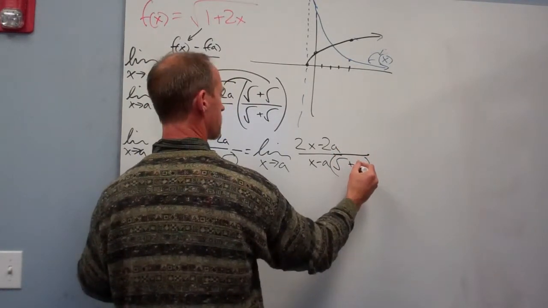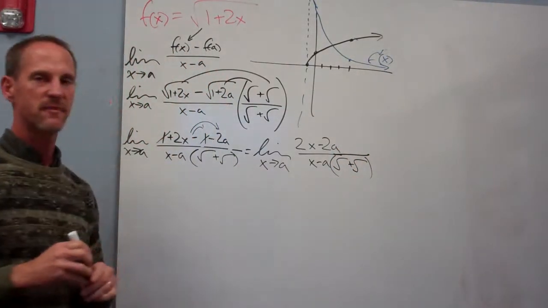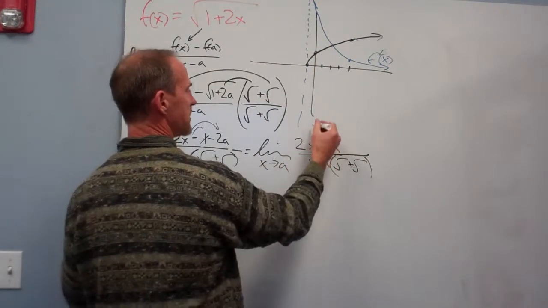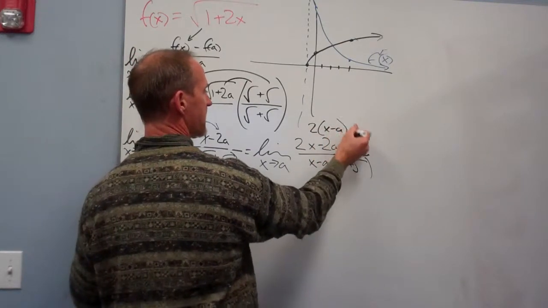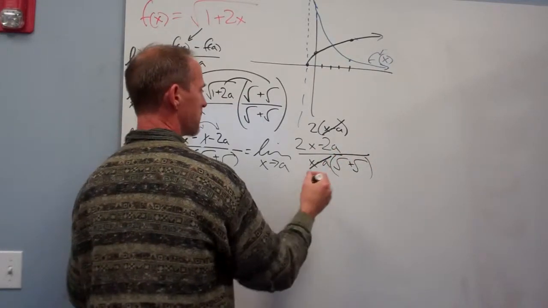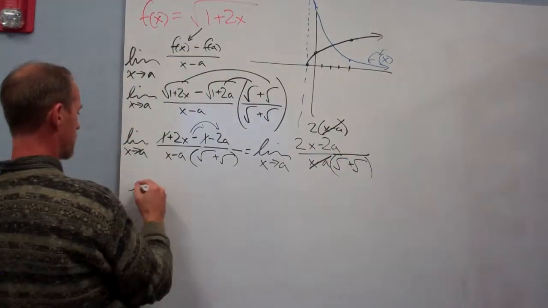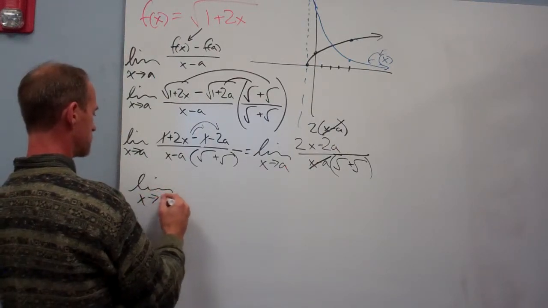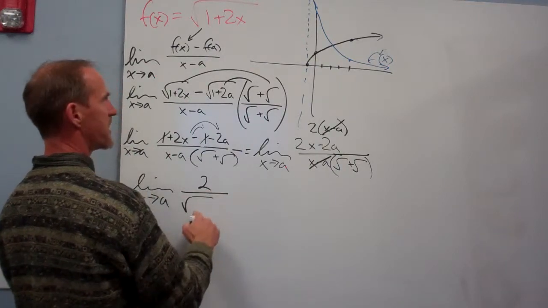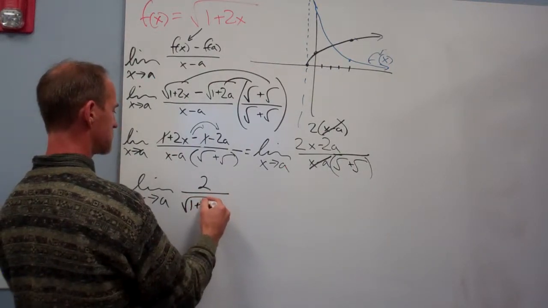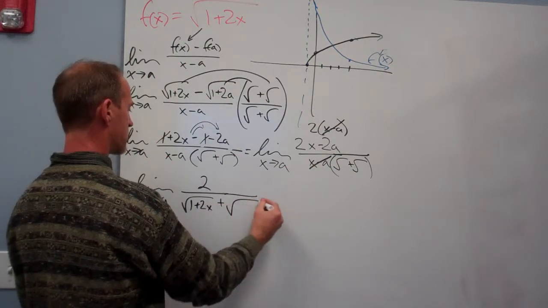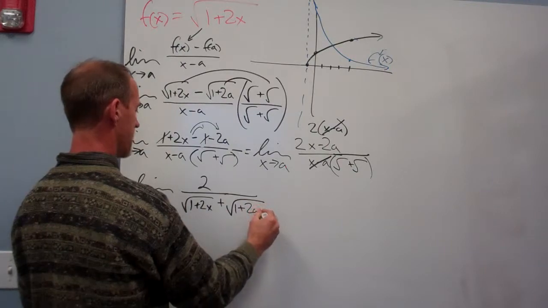Keep that. Well, this is a great little problem. I think your other one's almost as easy. Nice thing is I can factor out a 2. This becomes 2 times x minus a. Then the x minus a's cancel, and I wind up with just 2 over this. I do have room to write it, so the limit as x goes to a of 2 over the radical part: radical 1 plus 2x plus radical 1 plus 2a.